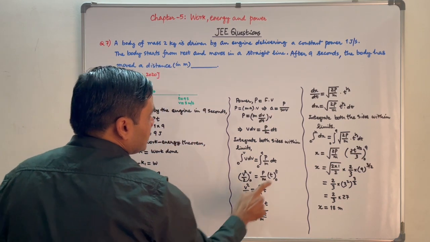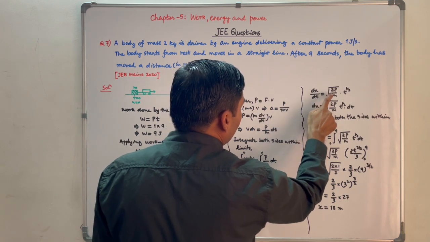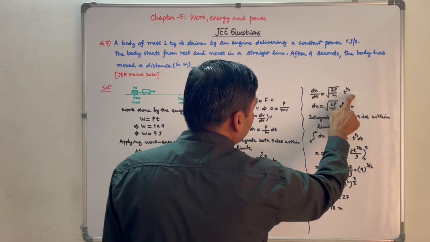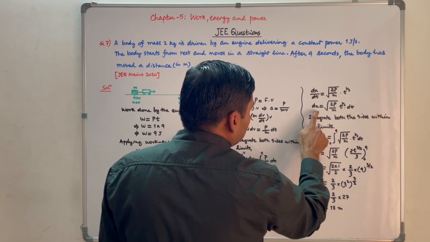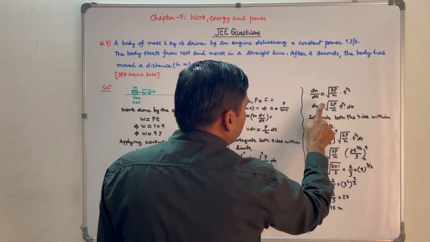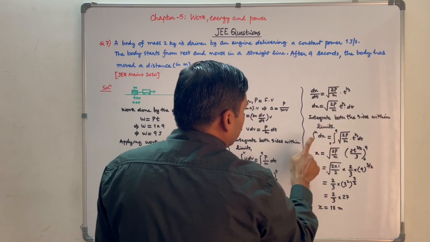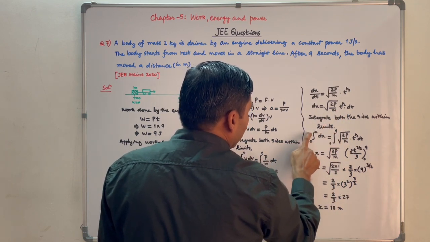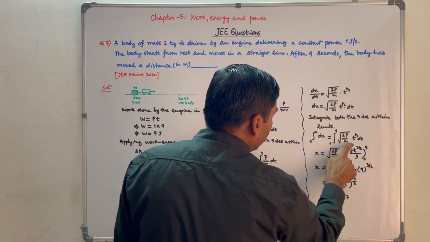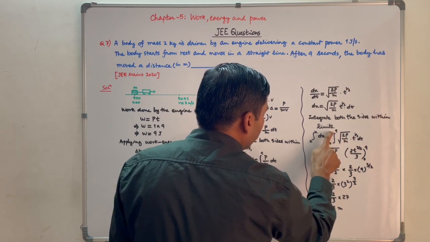Now v can be written as dx by dt, rate of change of displacement, and that is equal to under root 2P upon m into root t, which can be written as t to power 1 by 2. So dx is equal to under root 2P upon m t to power 1 by 2 dt. We can integrate both sides of this equation within limits. So we get integration of dx from 0 to x is equal to integration of root 2P upon m t to power 1 by 2 dt from t is equal to 0 to t is equal to 9.